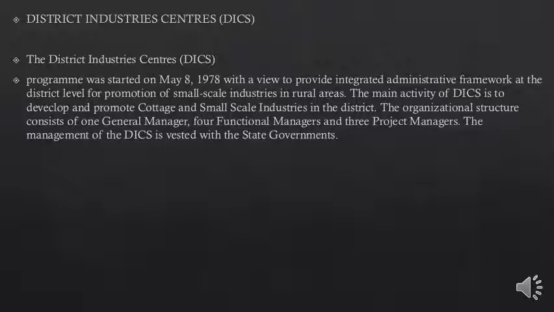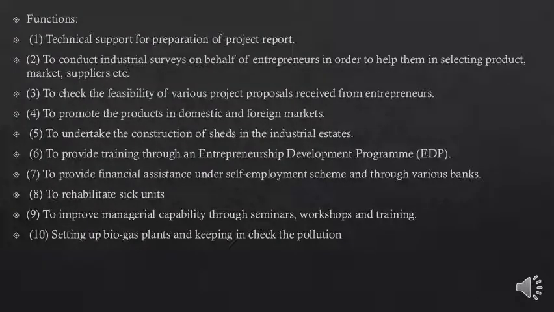The organizational structure consists of the general manager, 4 functional managers and 3 project managers. The management of the DIC is vested with the state government. It means that there are different types of structure. First is the general manager, 4 functional managers and 3 project managers. What are the functions of this?